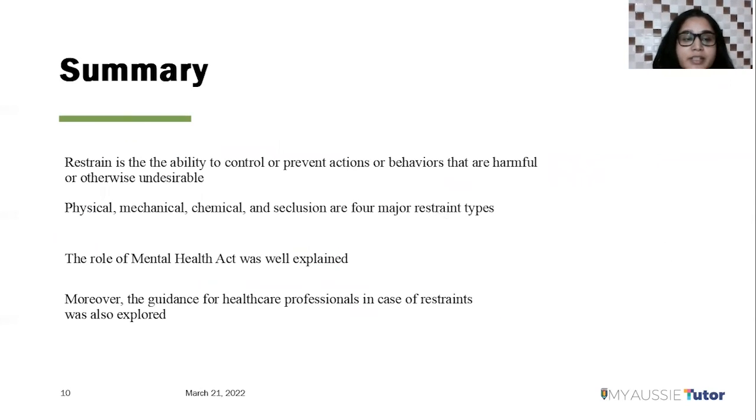So to summarize, we can say that restraint is the ability to control or prevent actions or behaviors that are harmful or otherwise undesirable. Physical, mechanical, chemical, and seclusion are the four major types of restraint. The role of the Mental Health Act was well explained in this presentation. Also, the guidance for healthcare professionals in case of restraint was explored.